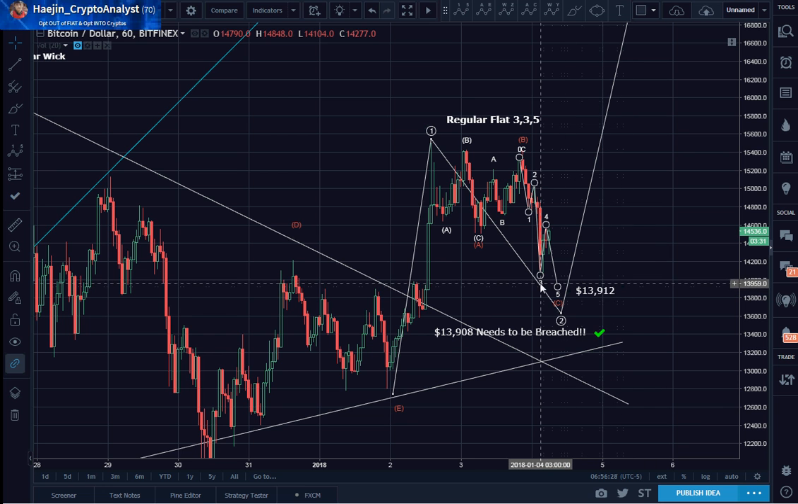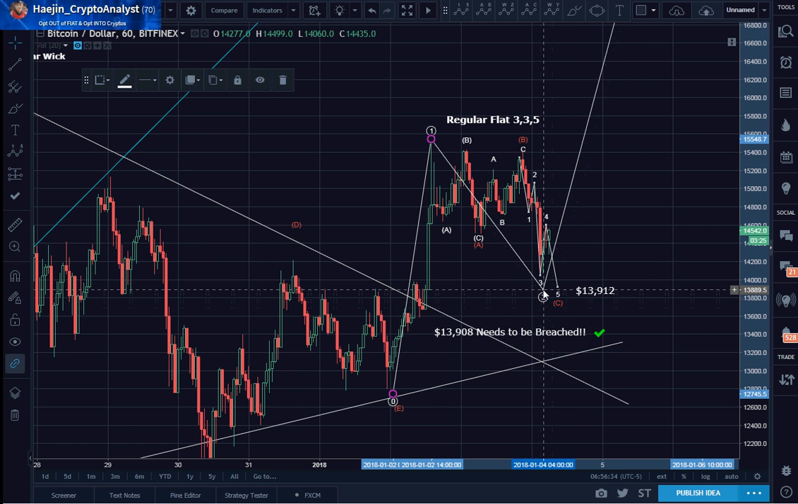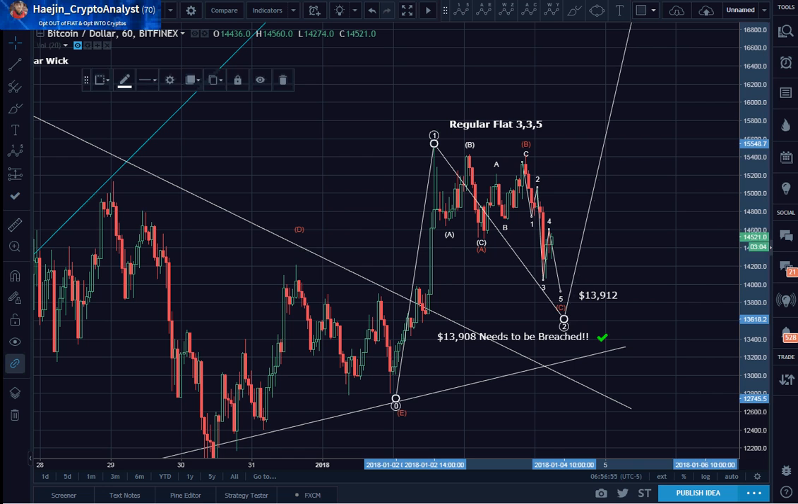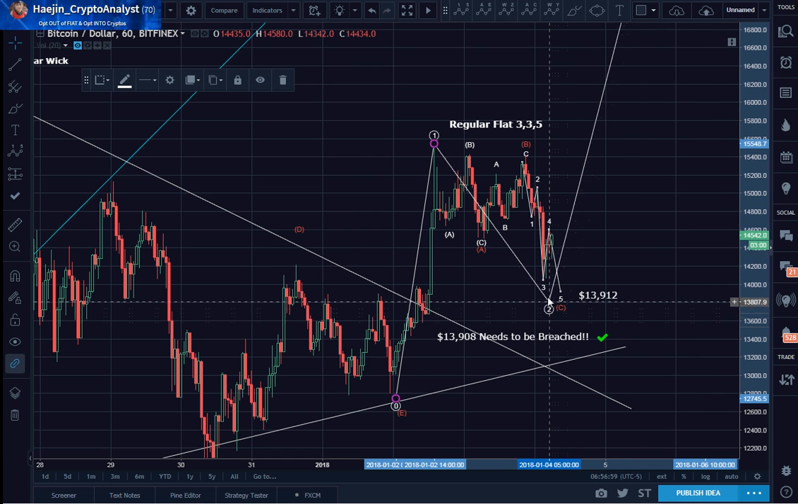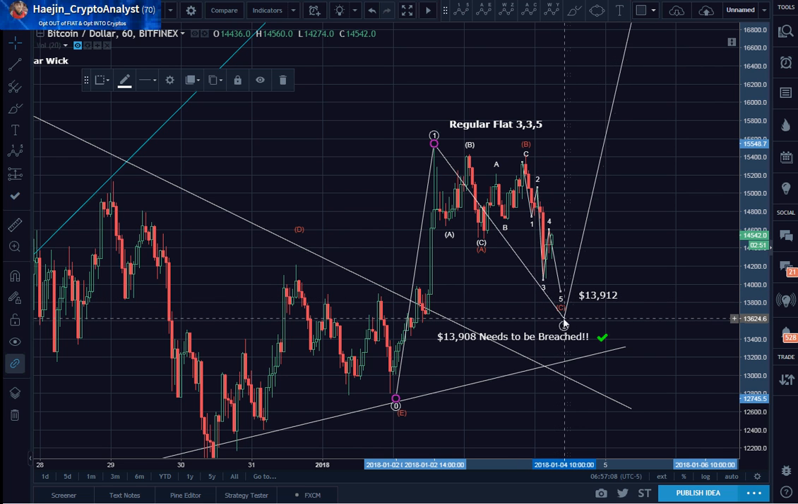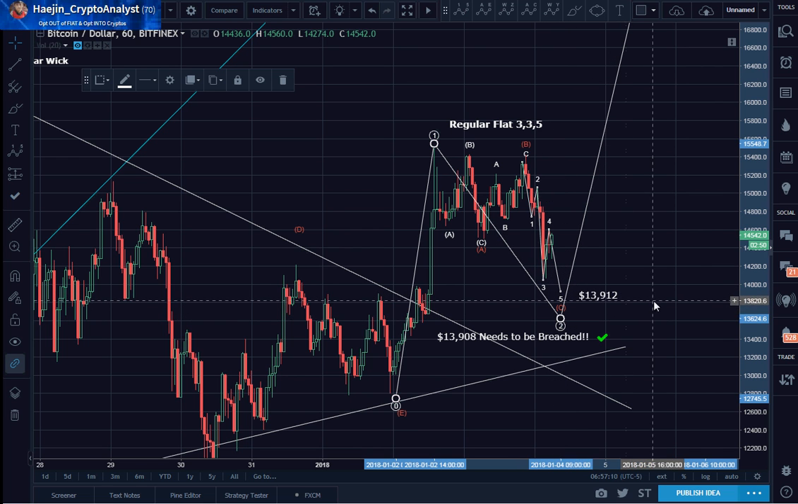Now, is there a chance that this 3 is already 5, that the C is done? Yes, and it can still go up. That's my alternate count. So this is my primary count. But if it was like this, it just would be a little out of form and fit, wouldn't look so good on a 5-wave impulse. I think we still have one more lower low to go.